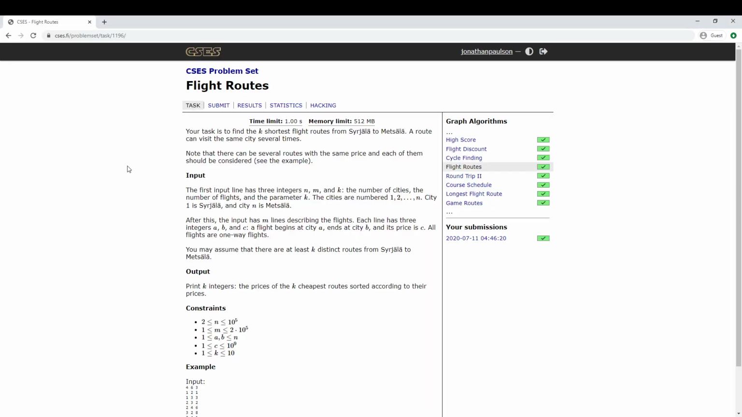All right, let's take a look at a graph problem. Flight routes, so what's going on here? We should find k shortest flights from Pijala to Metsala. So that's interesting. Right? We've been doing like one shortest path. How do we do k shortest paths? If there's a tie in price, we can count all of them.